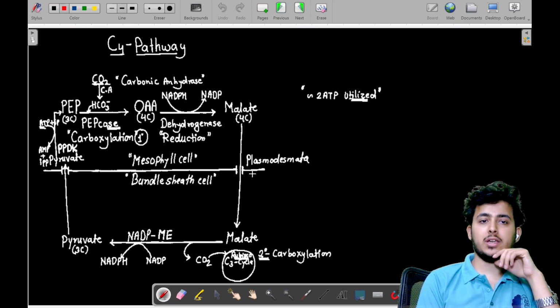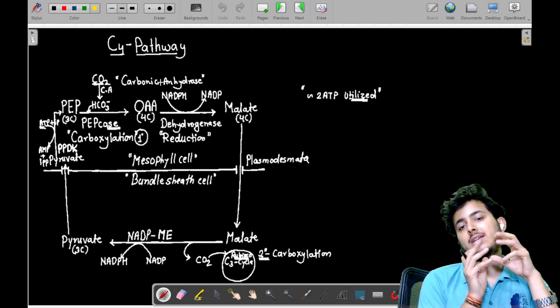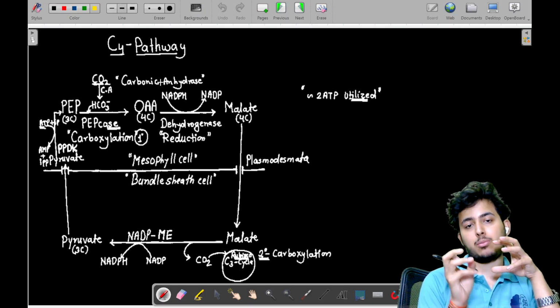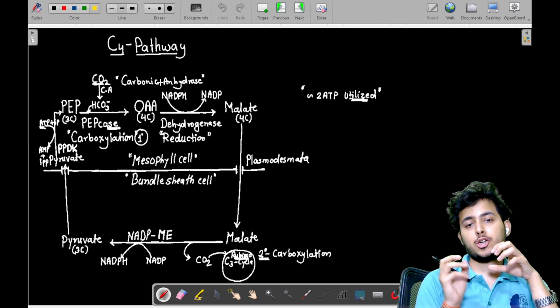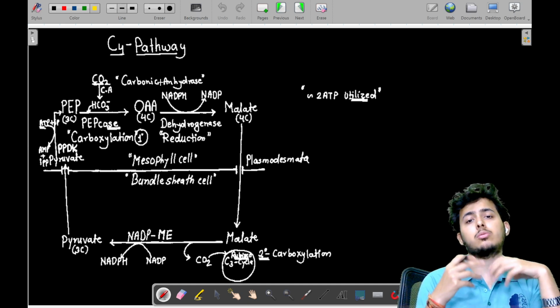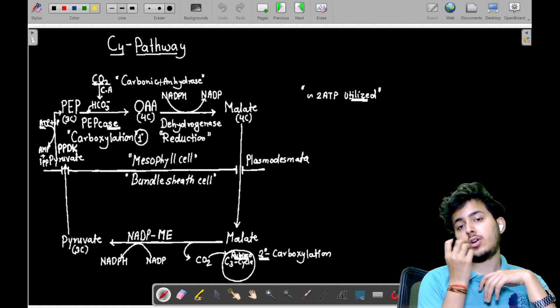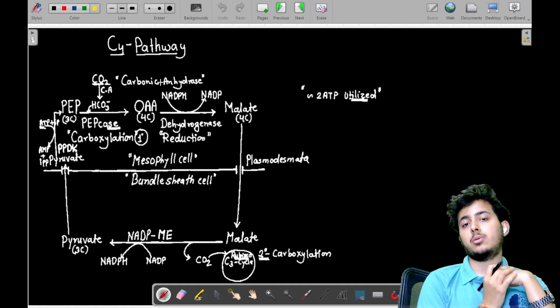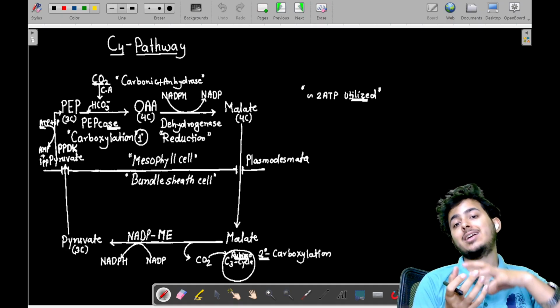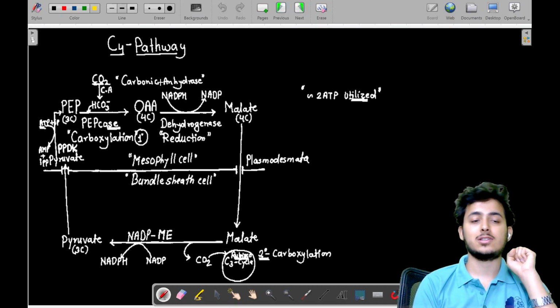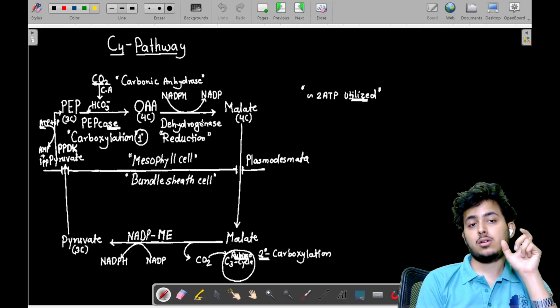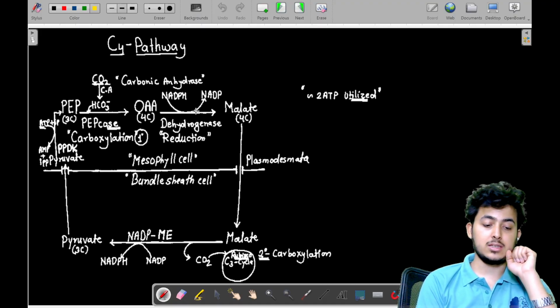Now moving over to the next thing: how does this C4 pathway actually function? So I told you there should be something that accepts carbon dioxide and then forms a product. That product should be converted into another product that is more suitable for decarboxylation, as well as for storage of carbon dioxide and for transportation of carbon dioxide into the bundle sheath cells through the plasmodesmatal connections which connect mesophyll cells with the bundle sheath cells. Now, what is the whole process that is happening?